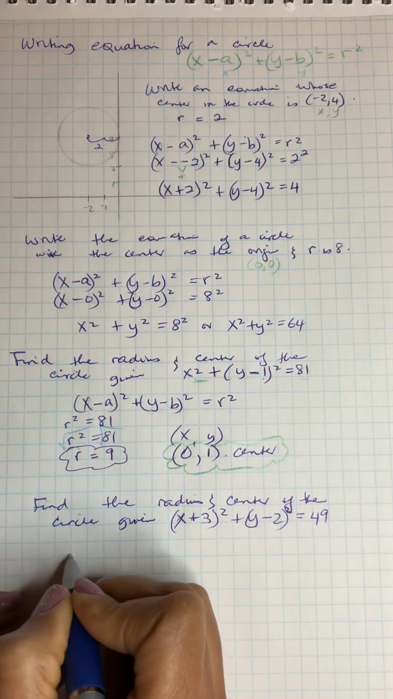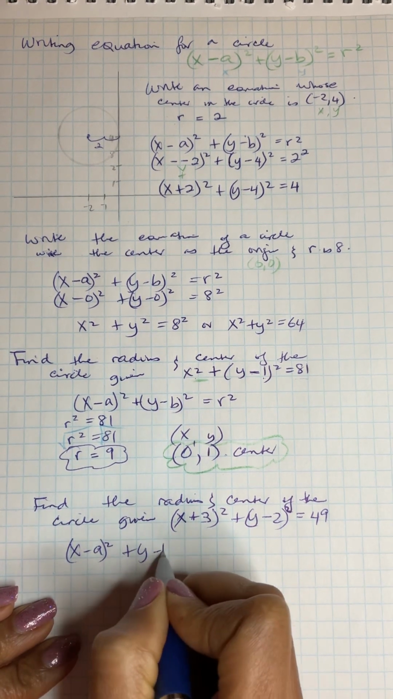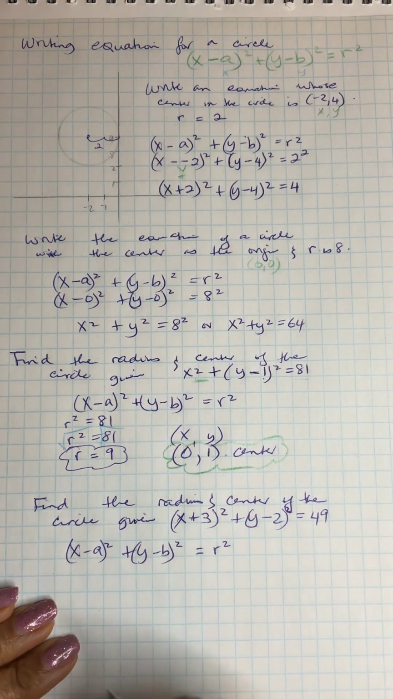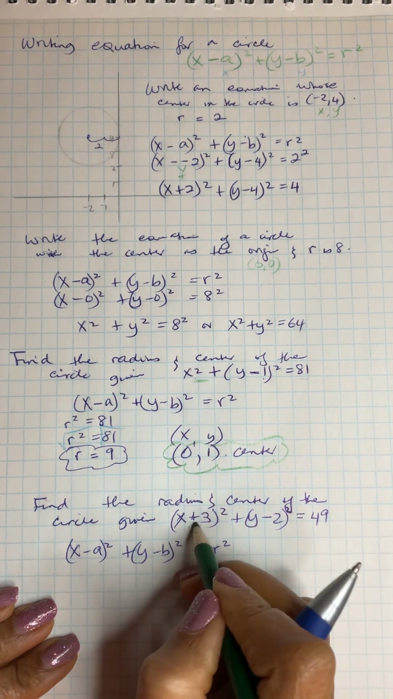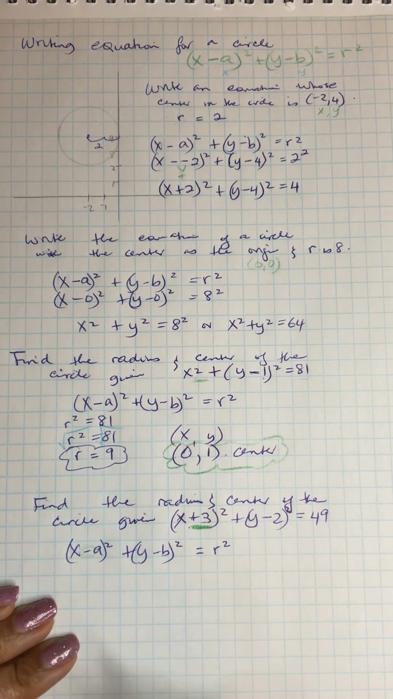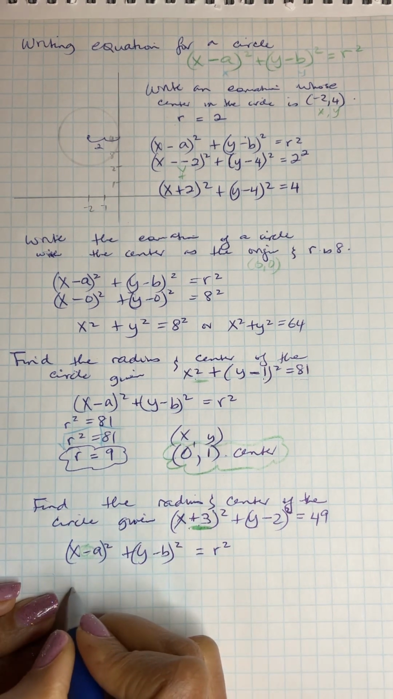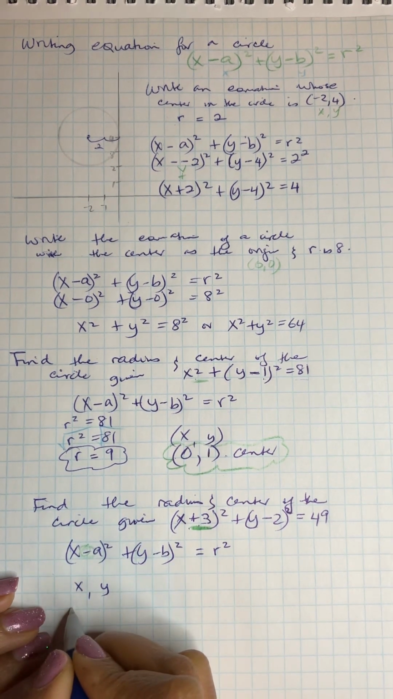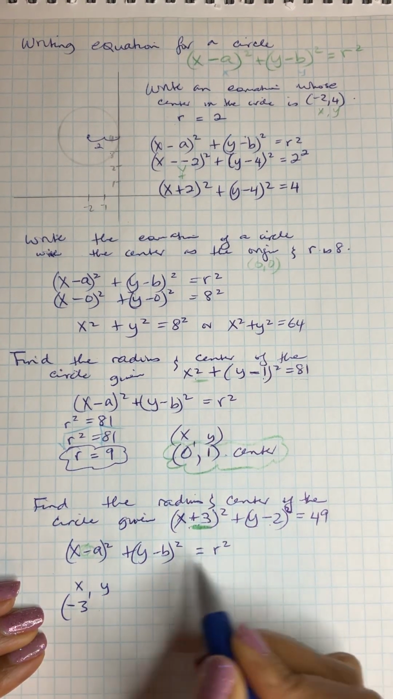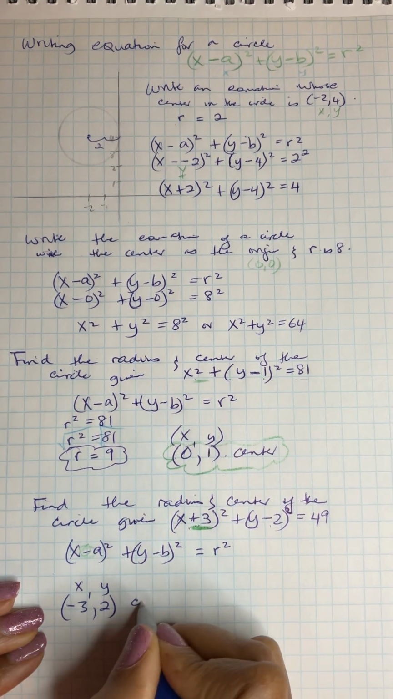All right, so we know that it's in the form of x minus a, parentheses raised to the second power, plus y minus b, parentheses raised to the second power, equals r squared. That's the format that it should be. This is a plus 3, and in our formula there is a negative, so our x value is going to be negative 3. But our y value already has the negative, so the y value is going to be 2, and that is going to be your center.